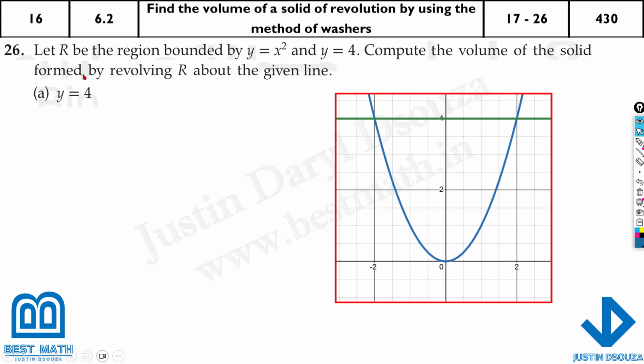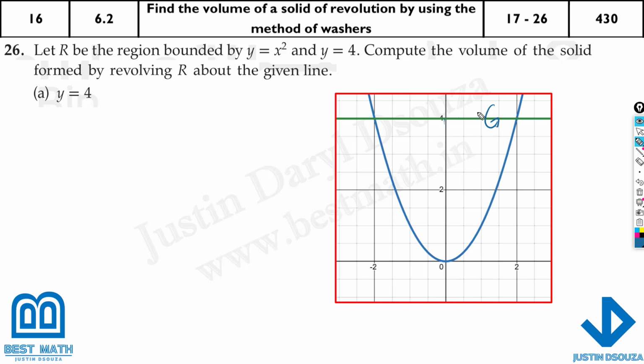And now they are asking us for the solid formed by revolving R along y is equal to 4. So along this line itself, you're rotating it. So what's going to happen? This is where you're rotating it. So it's going to be from here to here. Now this has an outer and inner radius. Why? Because this is not on the axis, isn't it? So what will be the outer radius? Outer radius is total 4, right?